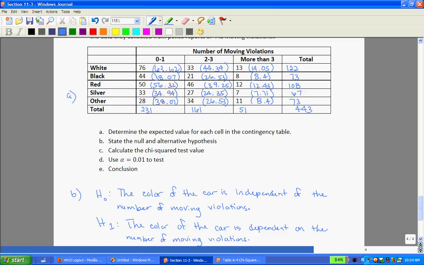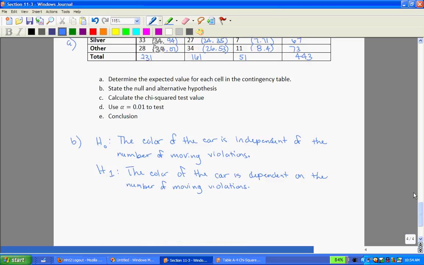So we could say the color of the car is dependent on the number of moving violations, which seems a little odd to me. I think I would say the other way around. The number of moving violations is dependent on the color of the car, but I think you get the general idea there.